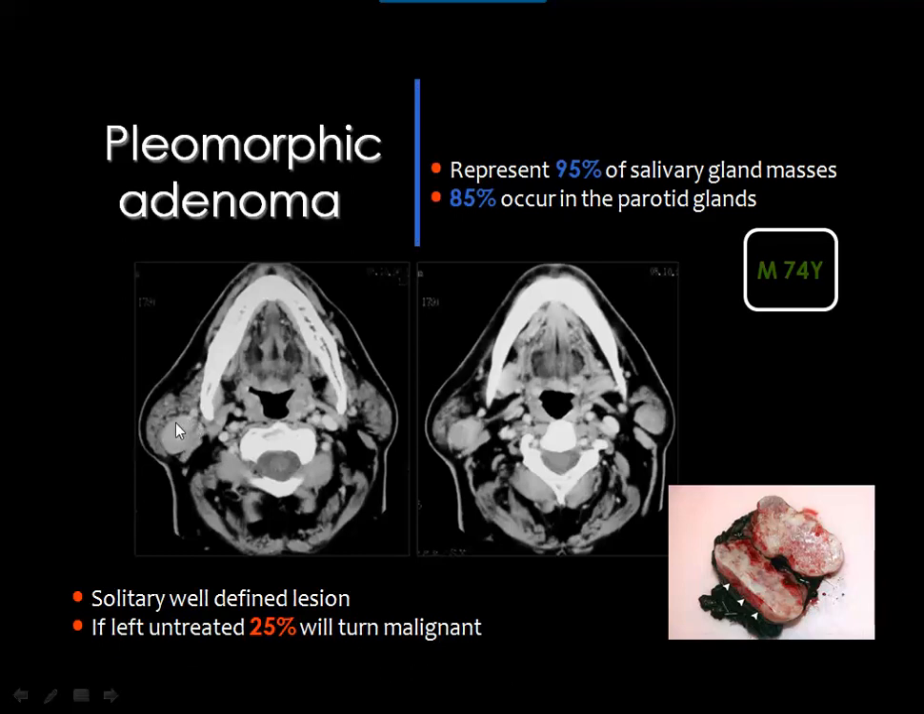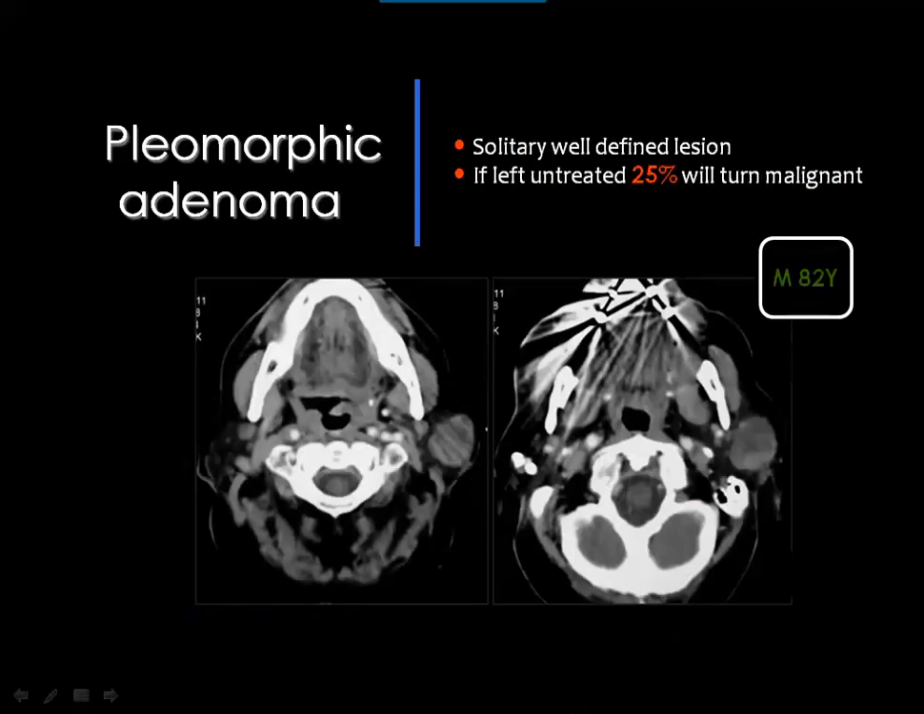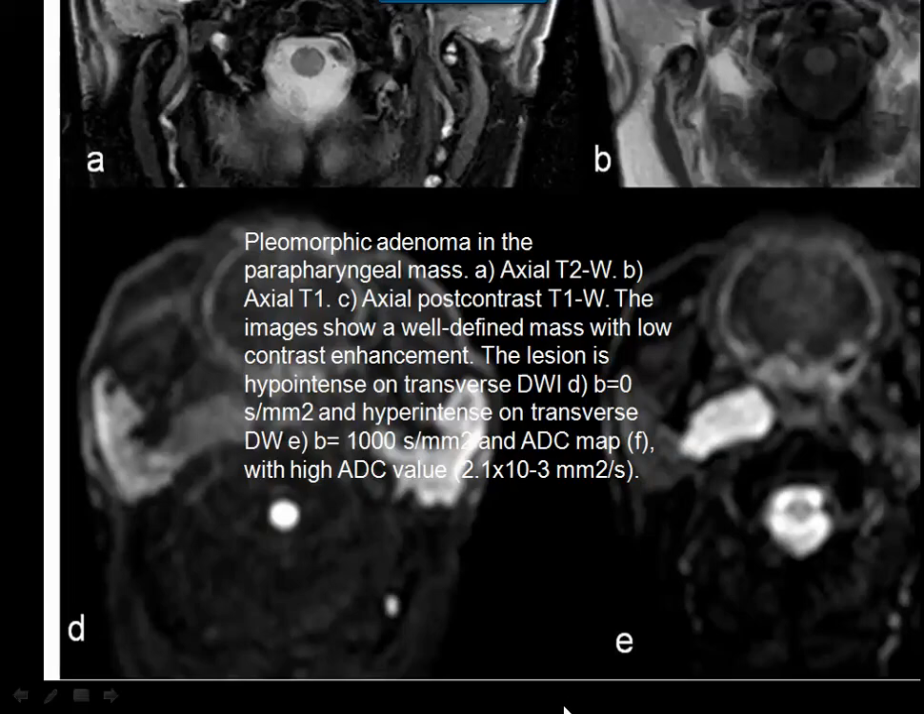There is a well-defined homogeneously enhancing lesion on the right side and another smaller well-defined homogeneously enhancing lesion on the left side. And this is a pleomorphic adenoma, a well-defined homogeneously enhanced lesion in the superficial lobe of the left parotid gland. And you remember, if this lesion is not removed, it may turn malignant in about 25% of cases.